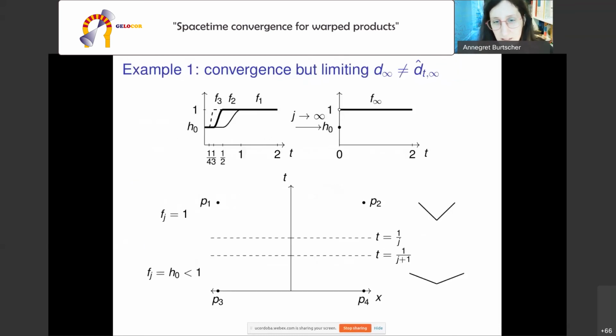And so, here are these examples. Maybe I'm not going to discuss this in detail now, but you can see here, this is the first example where the null cones of the limiting warping function are in a sense more narrow, except at t equals 0. And this leads to a problem.